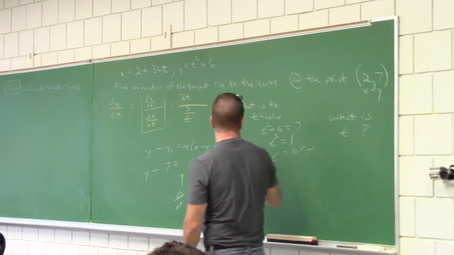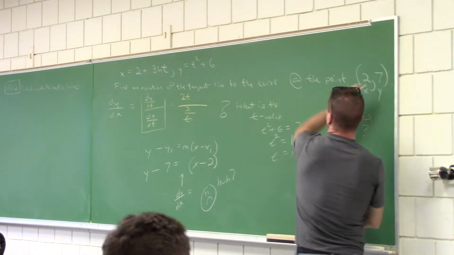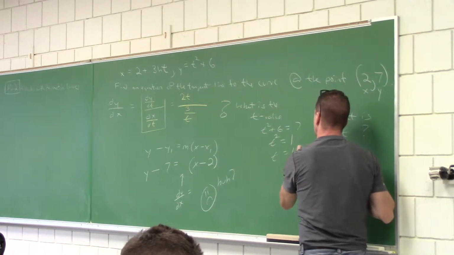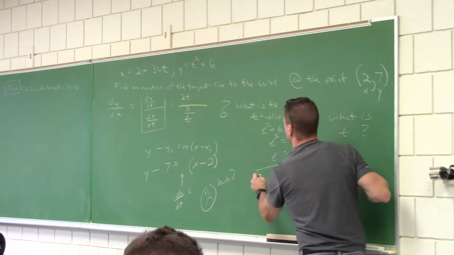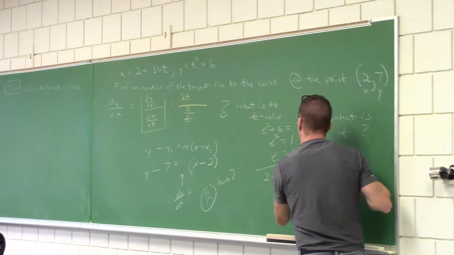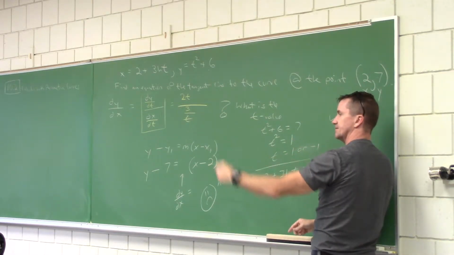And then you can help me solve that. So in the T value, this is equal to this, solve for T. Well, it's 1 or -1. Which one is it? Let's find out. 2 plus 3 ln T must be equal to 2. That's the x's being equal to each other.